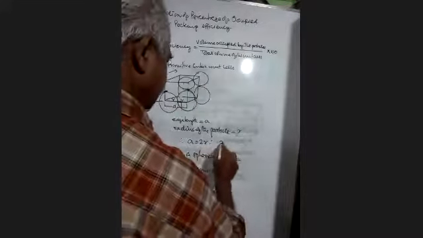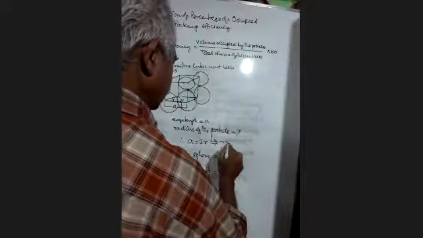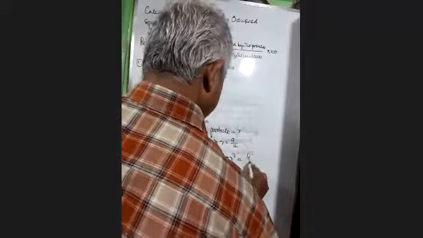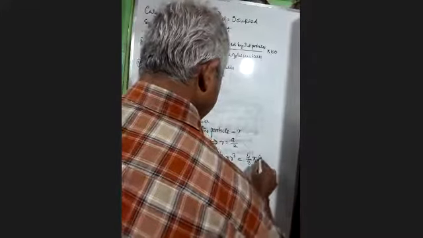Now, see, it is a cube. So this side is A. From here to here, it is A. From here to here, it is A. And from here to here, it is A. So what is the volume of the unit cell? Volume of the unit cell is A cube. Therefore, R is equal to A by 2. So, can I not write this one? 4 by 3, instead of R, A by 2.